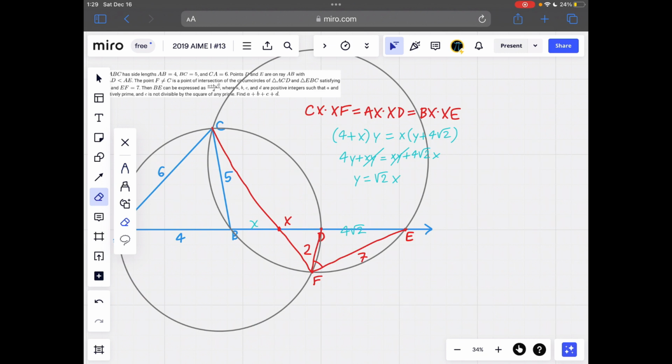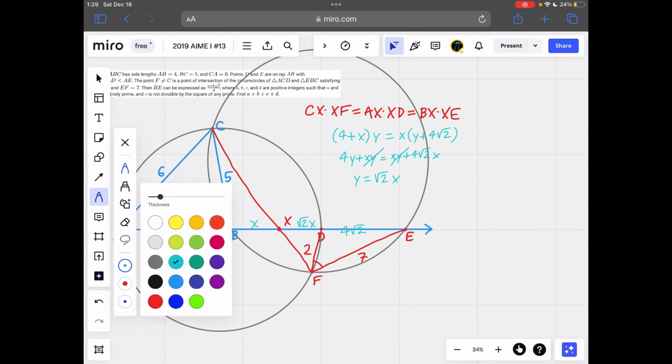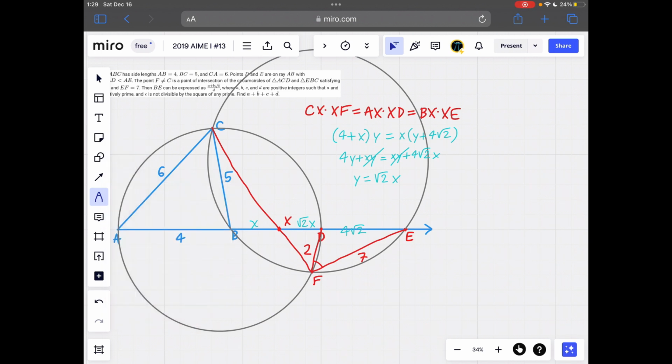So just replacing y with root 2 x, all we need to find is x plus root 2 x plus 4 root 2, and then we're done. But if you notice, at this point, we can actually get similar triangles. From where, you might be asking? Well, it's because we have equal angles at point X. Partly that, and partly also because of the cyclic quadrilaterals.